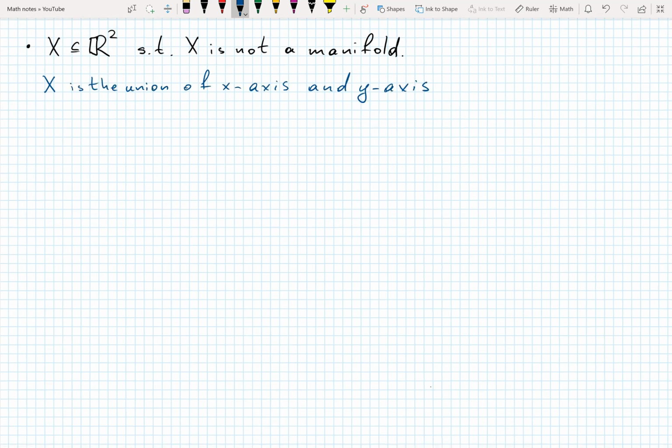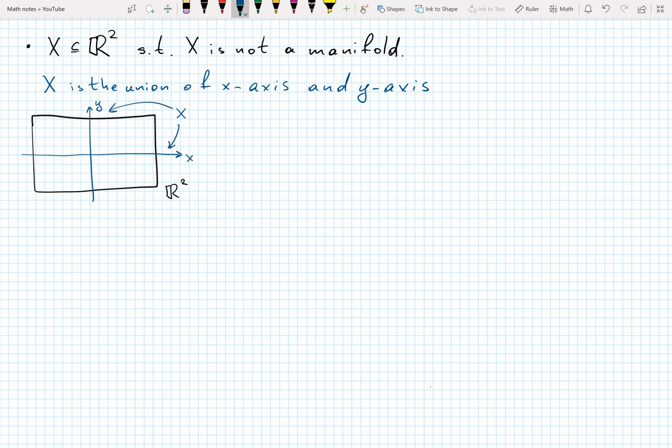So if we have a plane R2, then my X is going to be just the union of these two lines. Okay, so let's show that X is not a manifold by using the definition that I gave you in the previous video. What does it mean to be a manifold? I'm saying that X is a manifold if X is locally Euclidean.